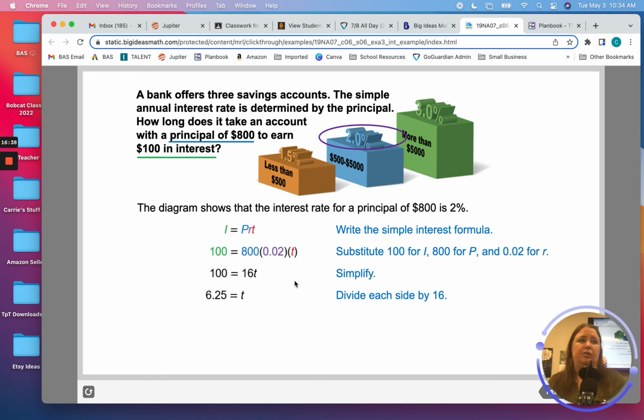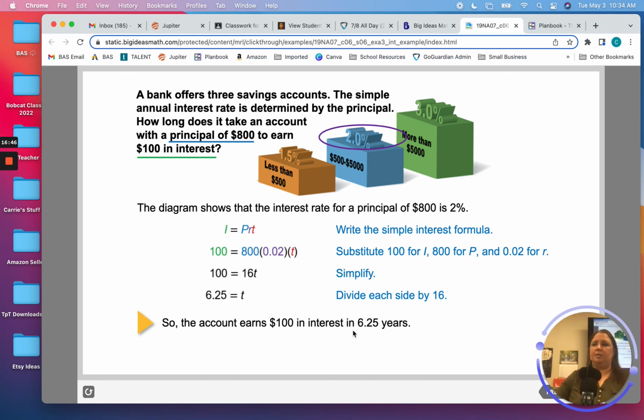Now this is in time. So how many years? You can just put 6.25 years. 6 1/4 years is what it comes out to be, because 25 of 100 is 1/4. What's 1/4 of a year in months? How many months is it? 3. Very good. Any questions?